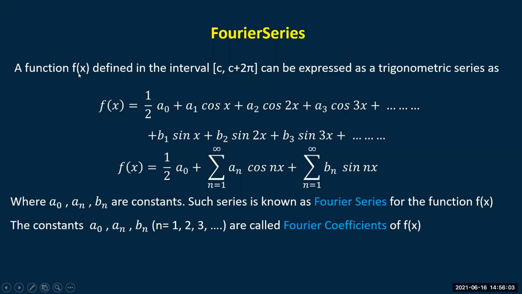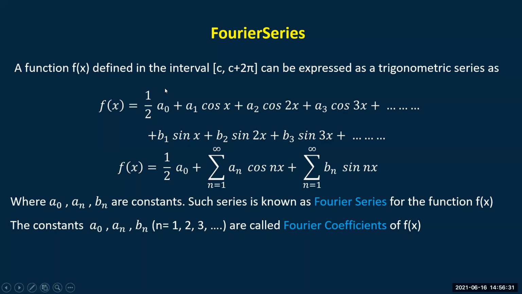So when you define this function f of x in the interval c comma c plus 2 pi, then f of x can be expressed as, you can see, an infinite sum of all these sinusoidal functions, right? See, for this we have taken a constant here. When it is cos x we have a1, when it is cos 2x we have a2, when it is cos 3x we have a3, and so on. Similarly, there must be some cos 0x, right, for which the coefficient is a0.